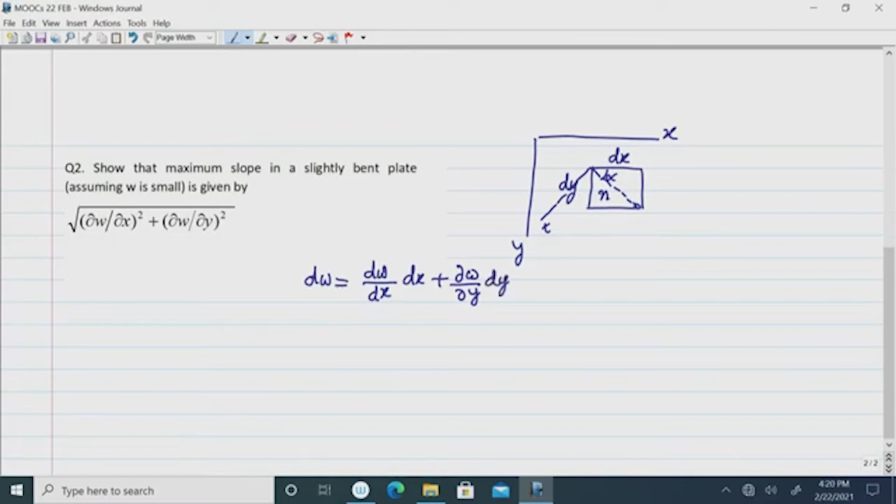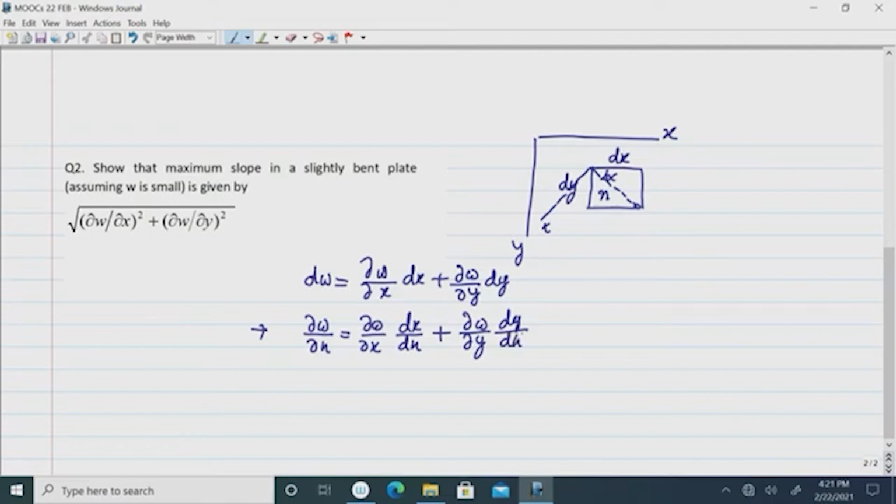So, we have shown this in our last classes, that means slope in x direction which is increased by the length delta x and slope in y direction increased by the length delta y. From that we got del w by del n is equal to del w del x dx by dn plus del w del y into dy by dn.